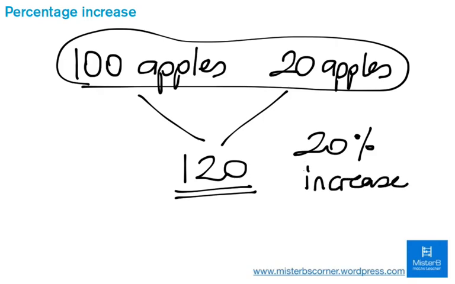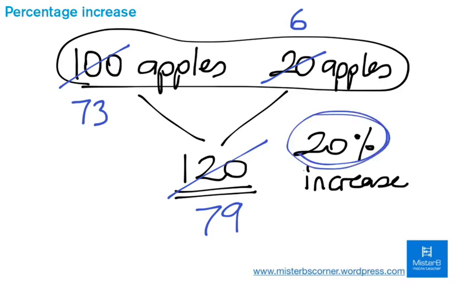Whereas if the numbers were different, instead of 100 apples, let's say 73 apples, and then we get 6 more apples, and then we get 79 apples, well, what is the change? How much did my apples increase? So we have to convert this change of 6 apples into a percentage. We have to understand by how much the apples increased. Let's look at this example.